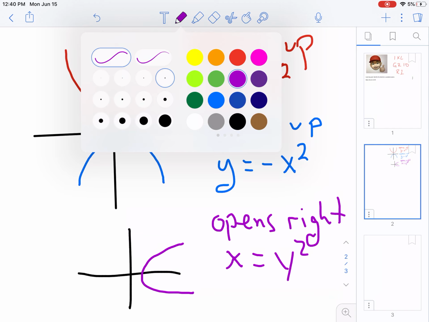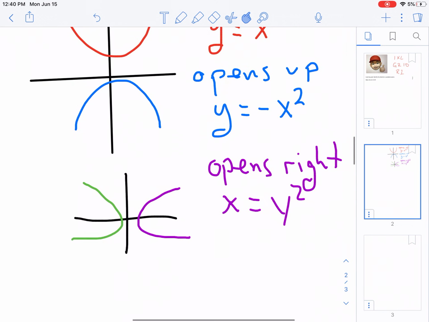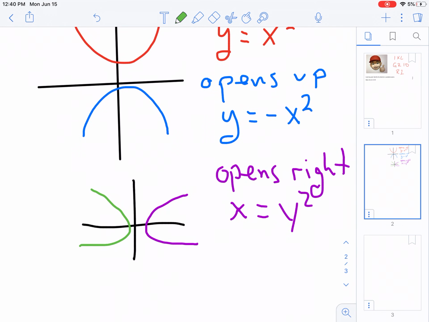Parabolas can also open to the left, like this green one. This green parabola opens left. And you would see that when you see x equals negative y squared.